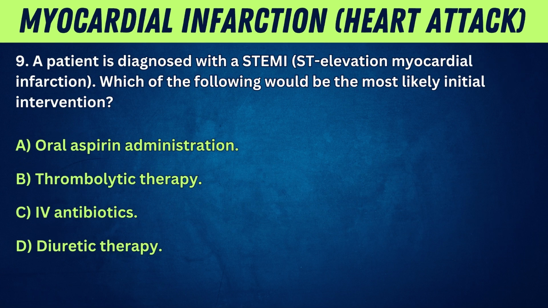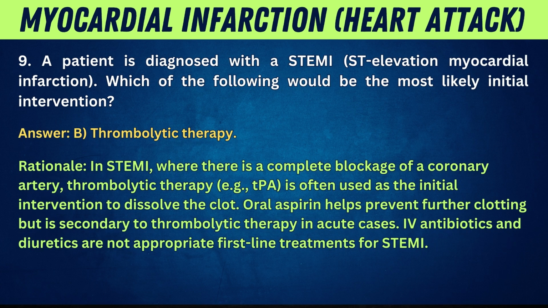9. A patient is diagnosed with a STEMI, ST elevation myocardial infarction. Which of the following would be the most likely initial intervention? A. Oral aspirin administration. B. Thrombolytic therapy. C. Antibiotics. D. Diuretic therapy. Answer: B.